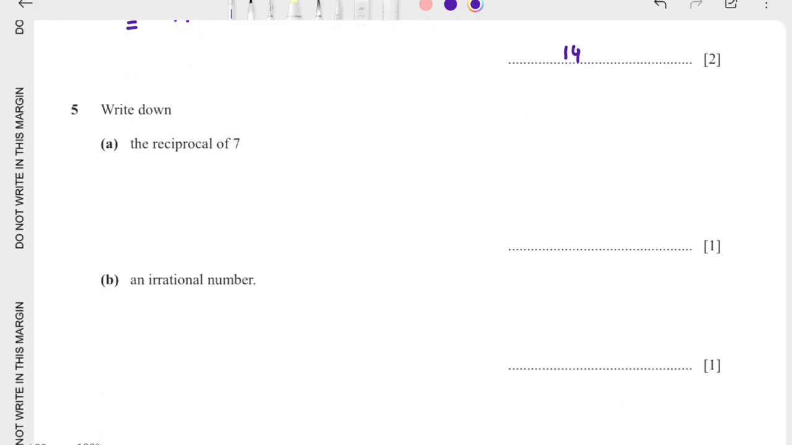Question number 5. Write down the reciprocal of 7. So 7 means 7 by 1 and its reciprocal would be 1 by 7.